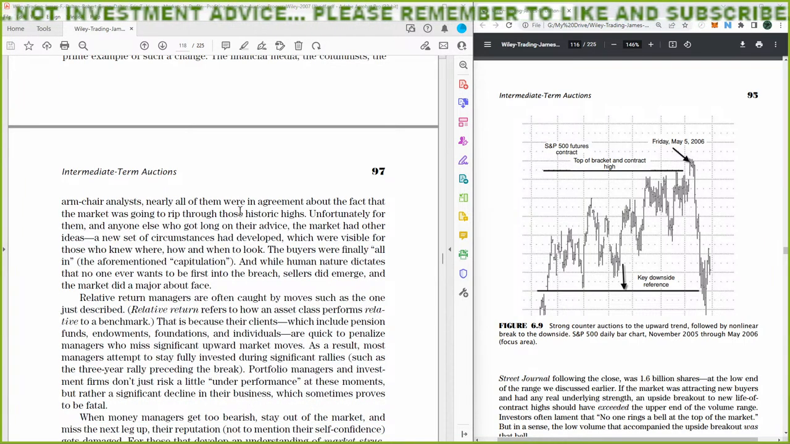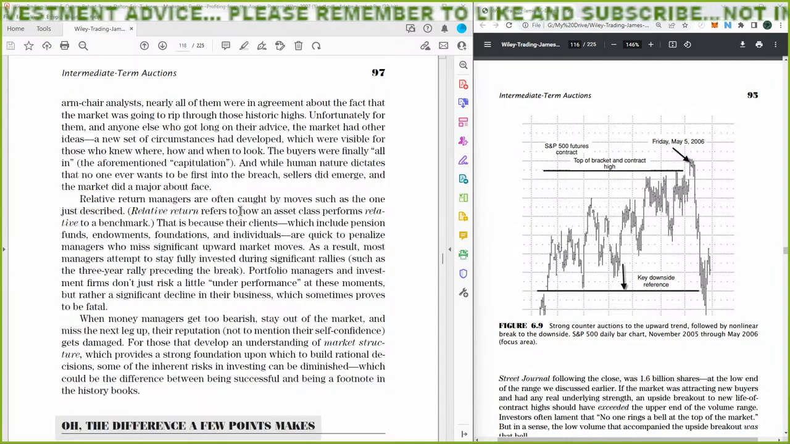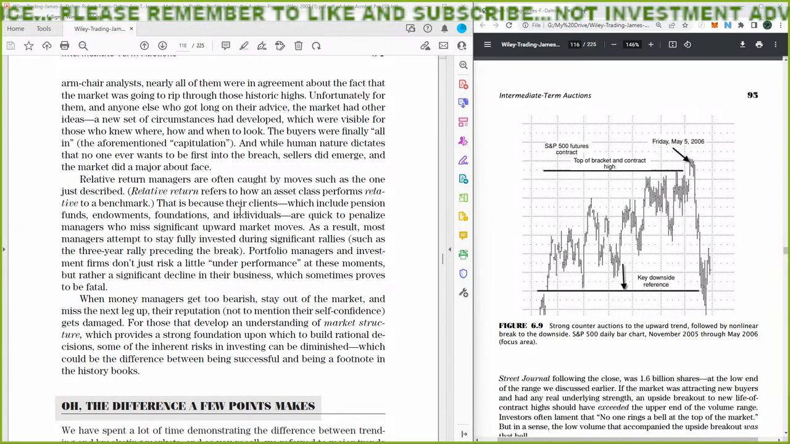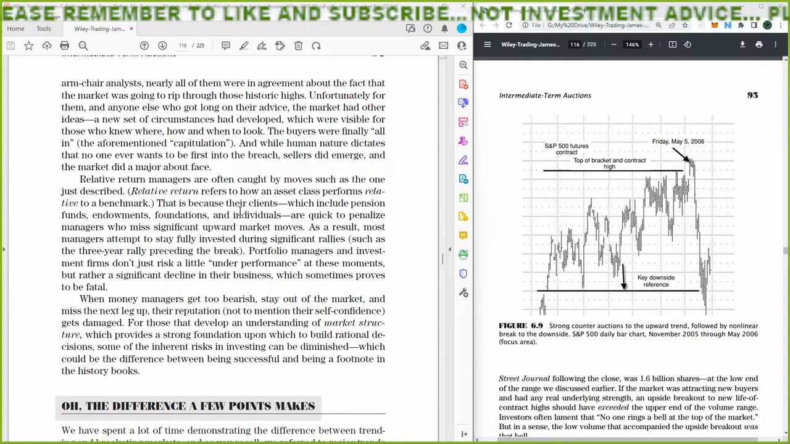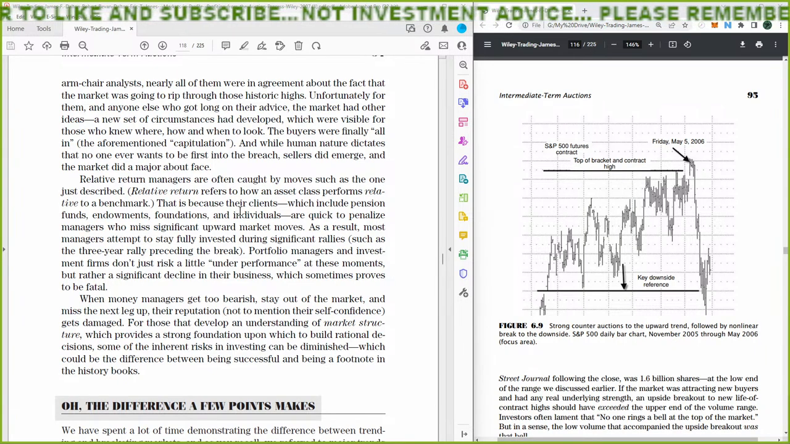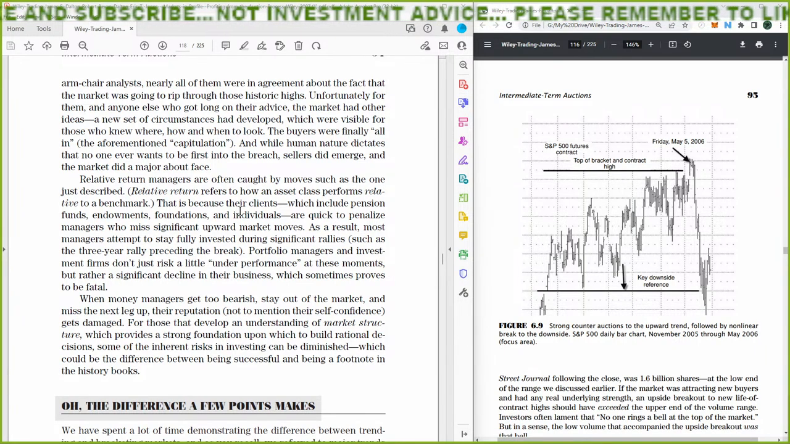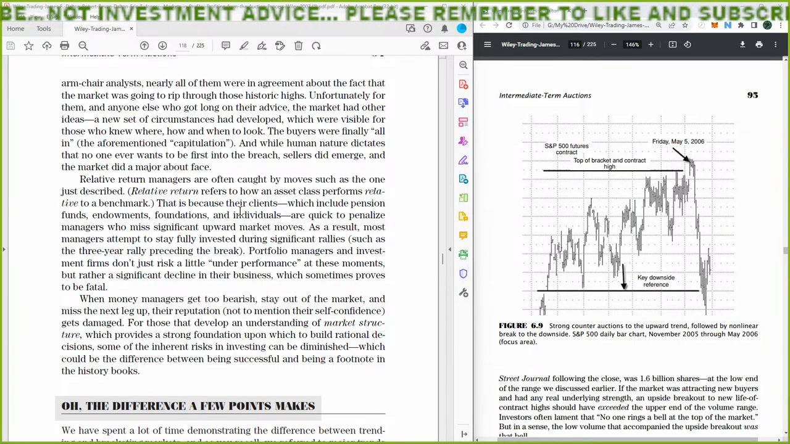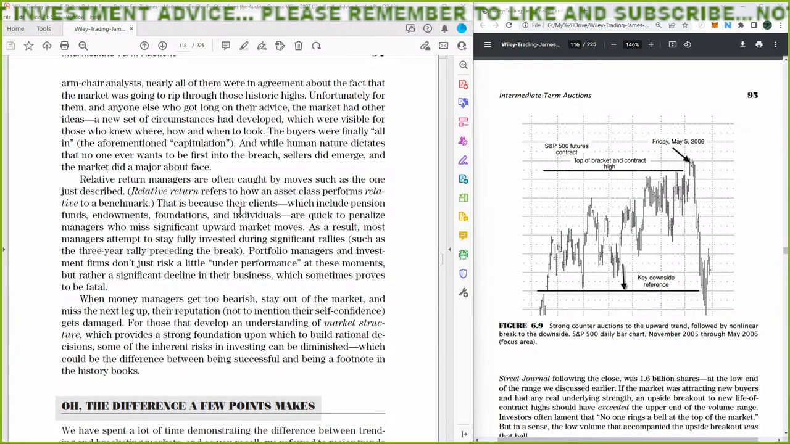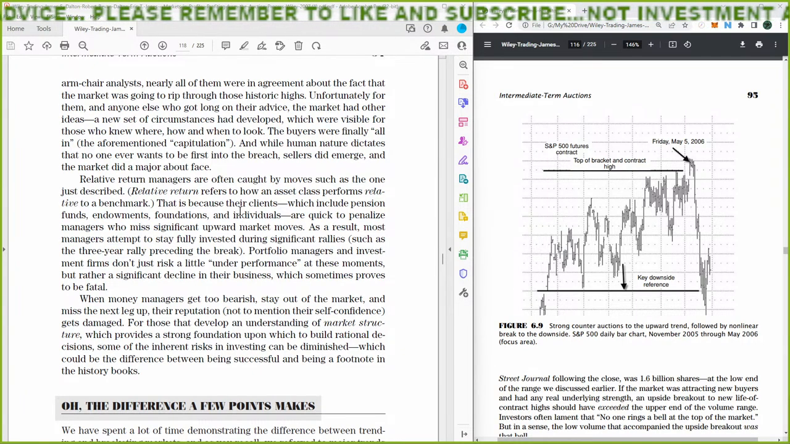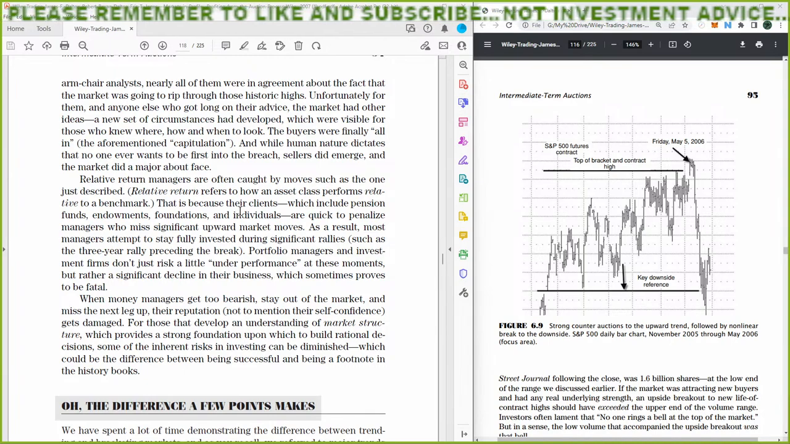The financial media, the columnists, the armchair analysts, nearly all of them were in agreement about the fact that the market was going to rip through these historic highs. Unfortunately for them, and everyone else who got long on their advice, the market had other ideas. A new set of circumstances had developed, which were visible for those who knew how and where and when to look.